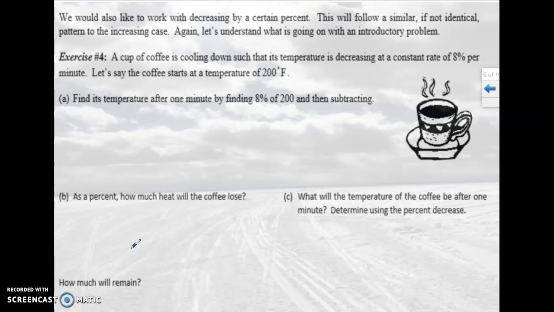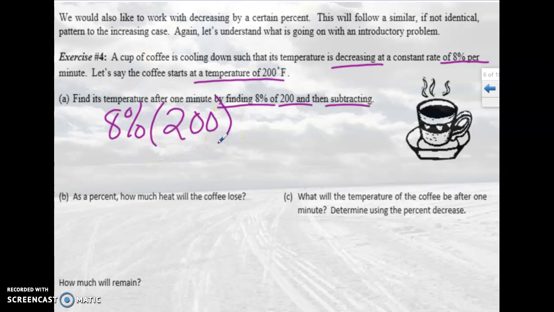But anyways, let's say a cup of coffee that people like to drink really hot is cooling down, and it's decreasing at a constant rate of 8%. So let's say the coffee starts at a temperature of 200 degrees, and let's do this the old way. Let's find 8% of 200 and then subtract from 200 degrees. So basically what we were doing last time is 8% times 200. We change it to a decimal, 0.08 times 200, and then we find that to be 16 degrees, right?